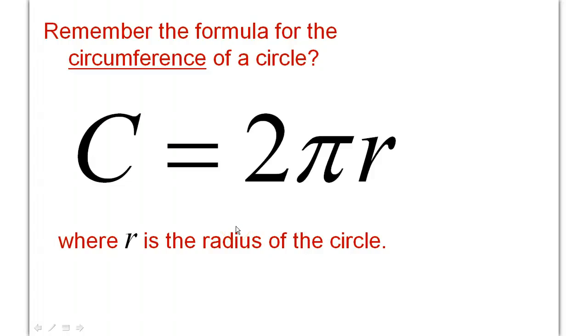Do you guys remember this formula? Circumference. R was the radius. Okay, that's not going away. So keep that in the front of your brain.